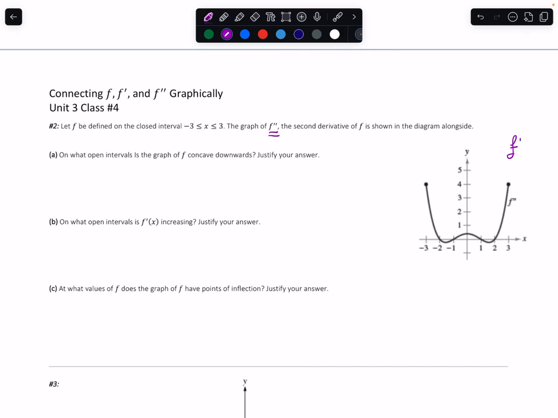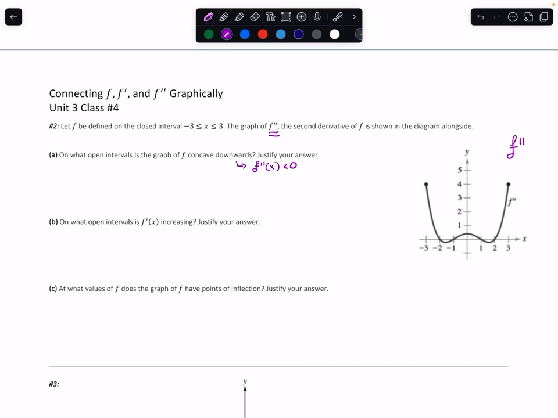I might even write that out, nice big letters. Again, you have to take a moment here and say, what graph am I actually looking at? Because that really affects how you read and interpret what's happening on that graph. So A, on what open intervals is the graph of f concave downwards? Again, concave downwards, I need the second derivative to be negative. The good thing here, and this is different from number 1, is that here I'm actually looking at the second derivative. So I'm allowed to speak about the second derivative because it's in front of me.